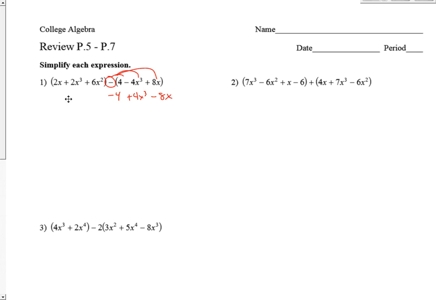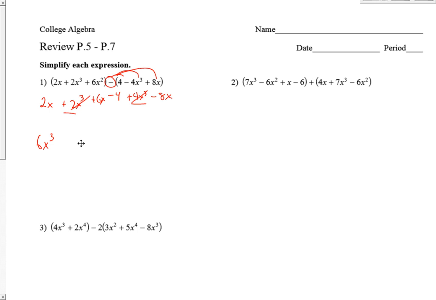The first polynomial does not change, and we could write that as 2x plus 2x cubed plus 6x without the parentheses. And now we've got this big long polynomial where we need to combine like terms. And I'm going to go with the largest exponent first. So I've got 2x cubed plus 4x cubed, which is 6x cubed. I'm going to go ahead and cross those out just to keep track.